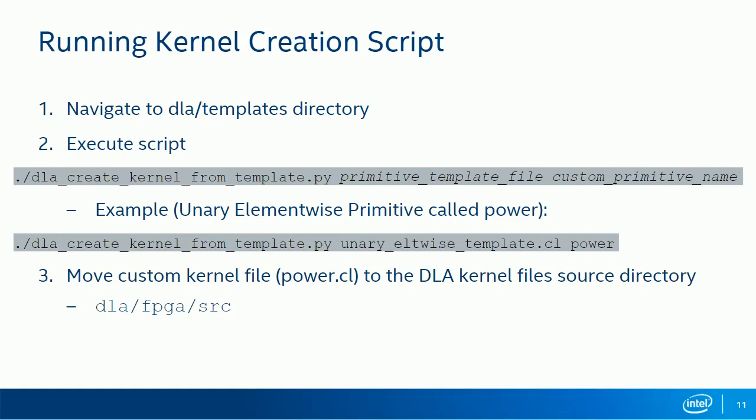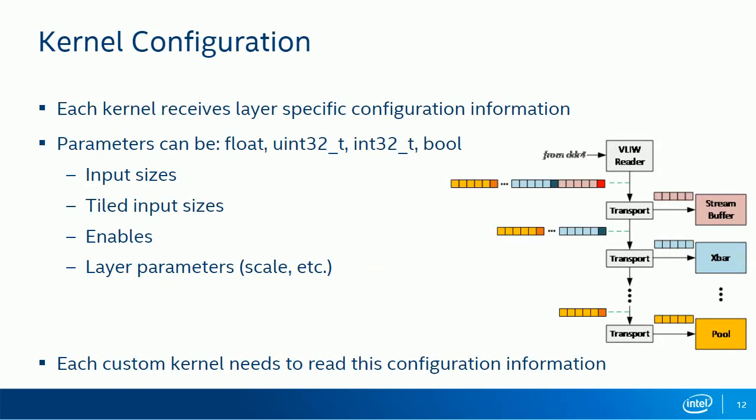This is an unary operator, so we'll specify unary eltwise template.cl as the template and we name it power. Once the script finishes, you'll need to move the generated kernel file to the DLA FPGA source directory prior to building the bitstream.